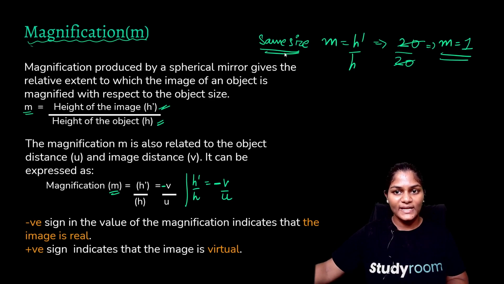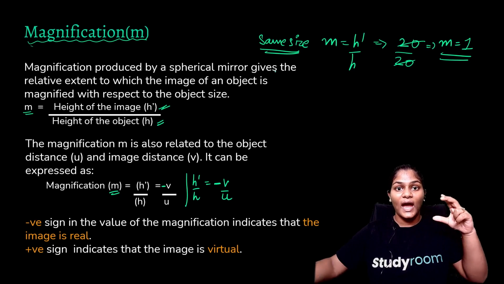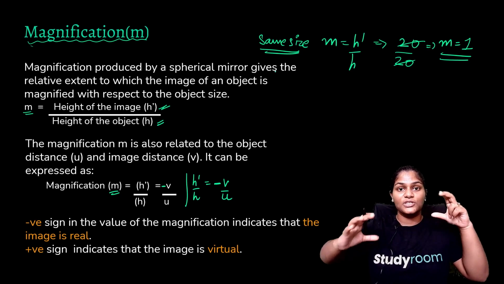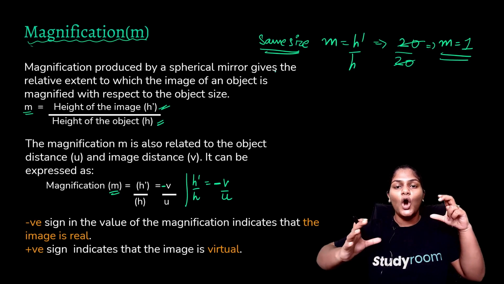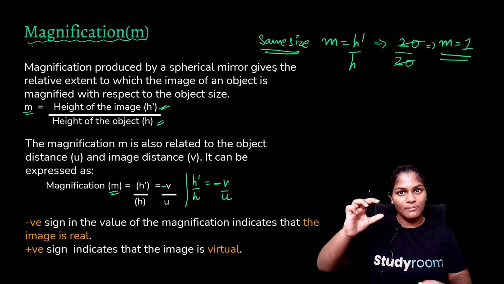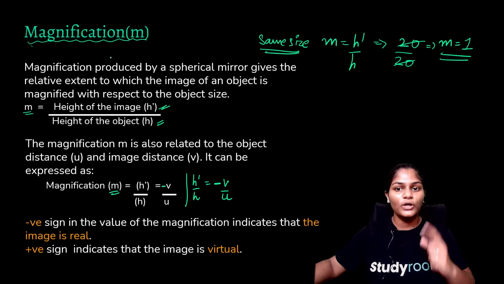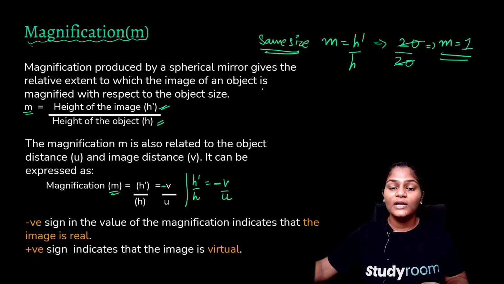Now we look at the next case. There are only 3 cases that can be, right? The object and the image can be the same size, or the image can be enlarged, or the image can be diminished. Only 3 cases can be there: the image is the same, the image is bigger than the object, or the image is smaller than the object. We have already seen the same size case. Now we're going to look at the enlarged case.